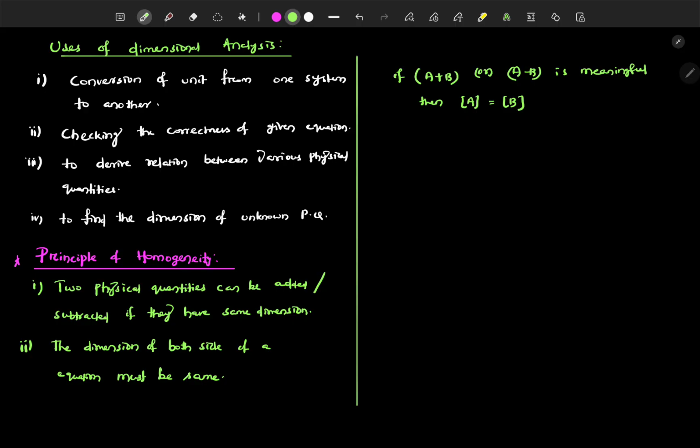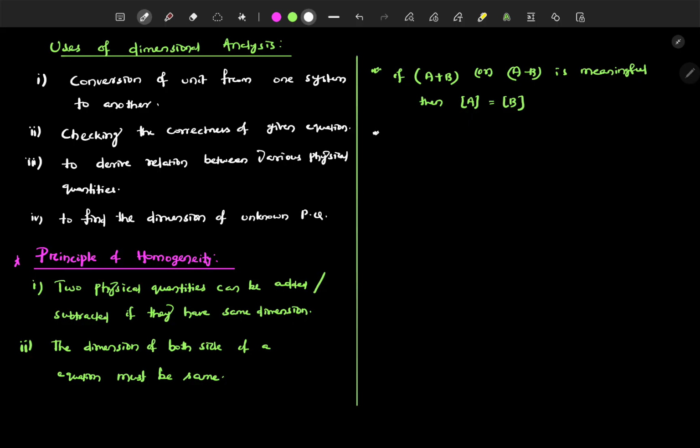So 5 kg dimension equals 2 kg dimension equals M1. But 5 kg plus 2 seconds is not meaningful, because both have different dimensions. I hope it is clear. Another thing, so here the first principle is clear: two quantities can be added or subtracted if they have the same dimension.